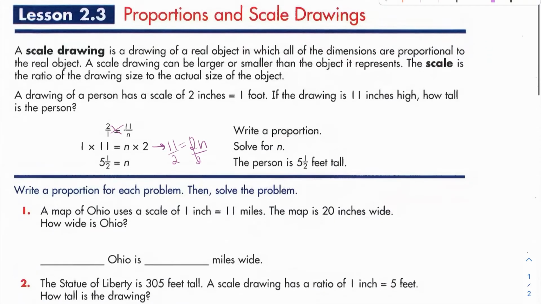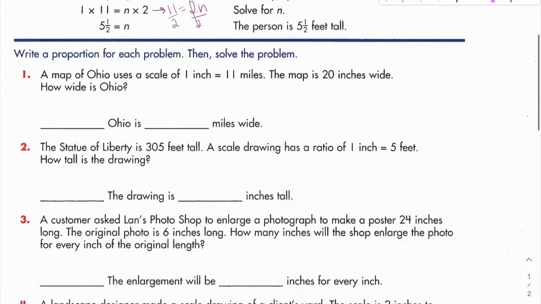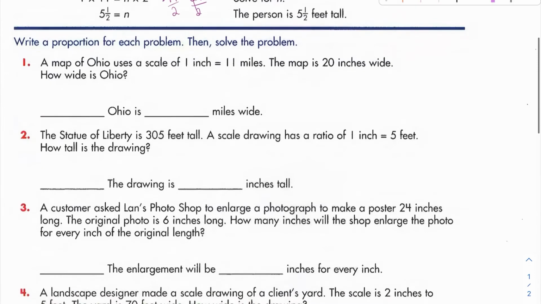So you have some examples that you're going to do with this. I'm going to go ahead and do one more with you just to make sure you feel a little more comfortable with it. The directions say to write a proportion for each problem, then solve the problem. Number 1 says a map of Ohio uses a scale of 1 inch equals 11 miles. The map is 20 inches wide. How wide is Ohio?